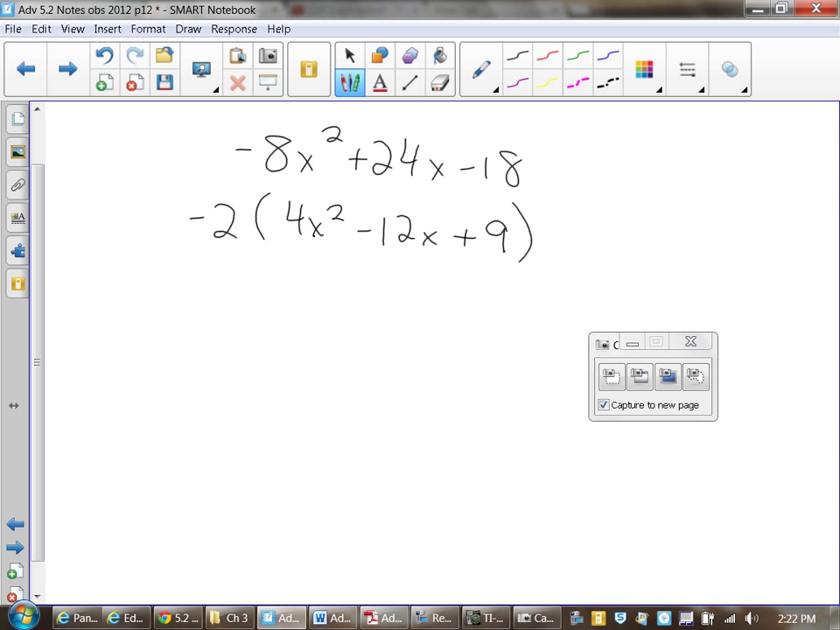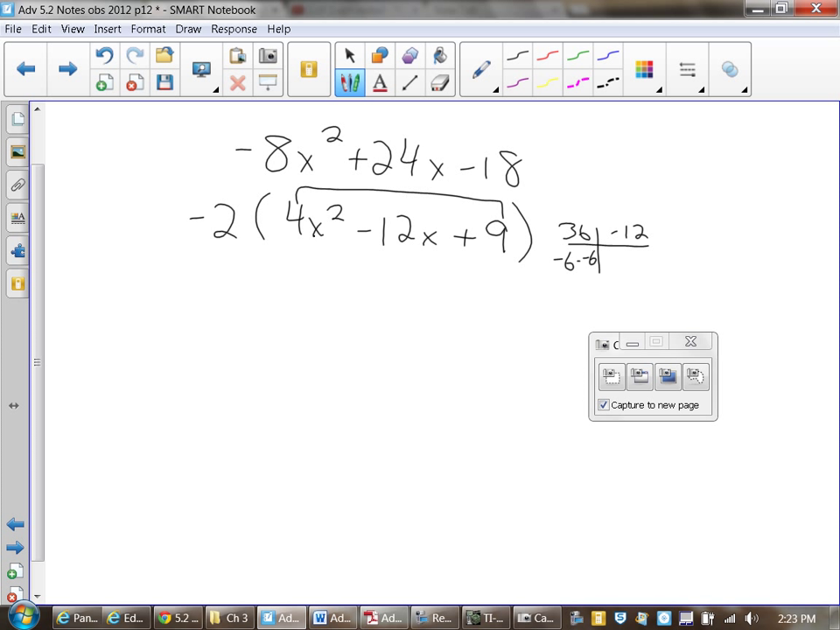Because now I can still factor that trinomial. What's 4 times 9? What are two things you multiply together to get positive 36, but when you add them, you get -12? -6 and -6. Remember, when I get to this point, I'm still doing 4 times 9 to get -12. -6, -6. That's where I get the -6 and -6.